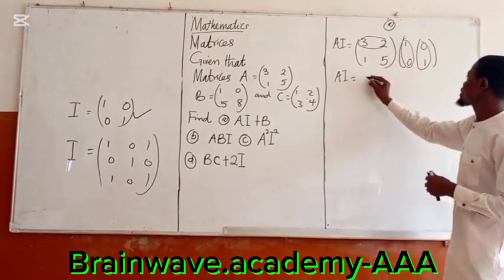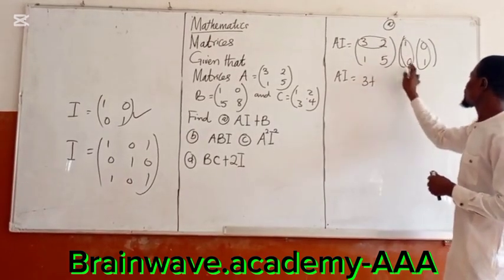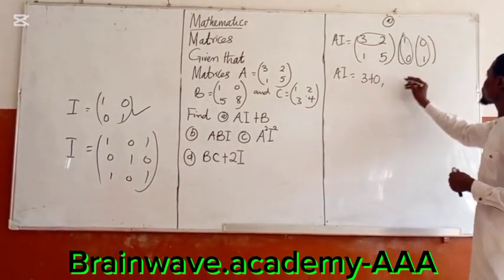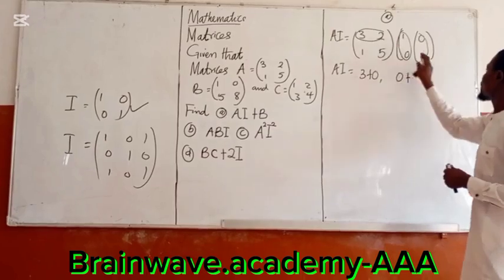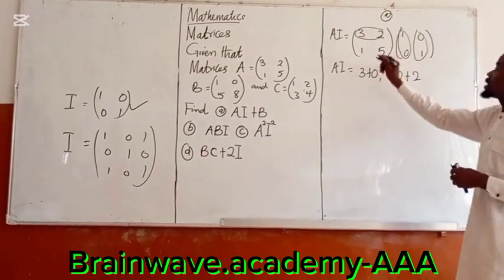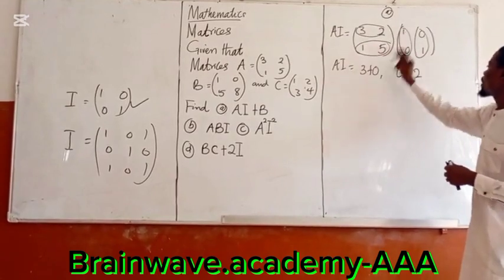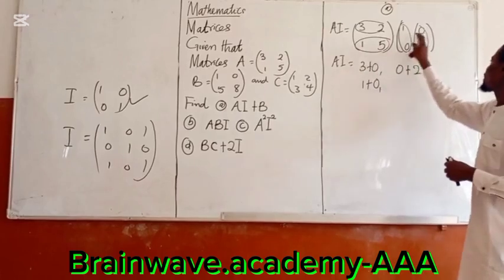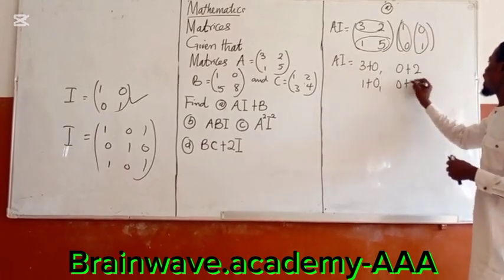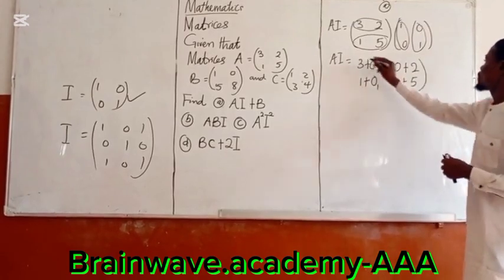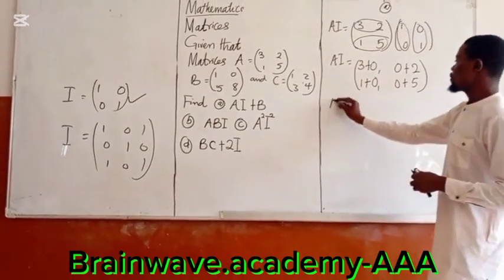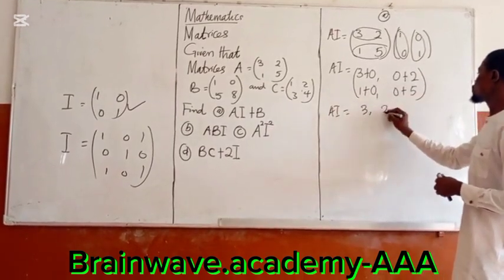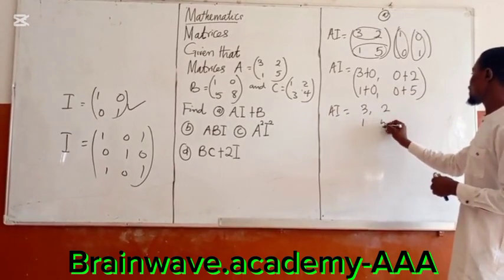3 times 1 is 3 plus 2 times 0 is 0. The same row, 3 times 0 is 0 plus 2 times 1 is 2. I'm done with the first row. The second row, 1 times 1 is 1 plus 5 times 0 is 0. 1 times 0 is 0 plus 5 times 1 is 5. So AI is now equal to 3 plus 0, you have 3. 0 plus 2 is 2. 1 here, 5 here.